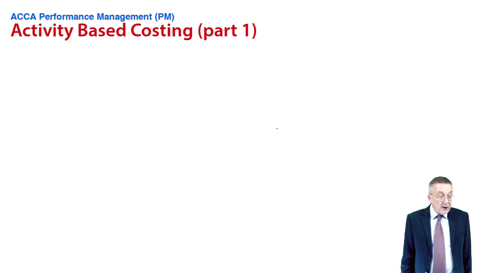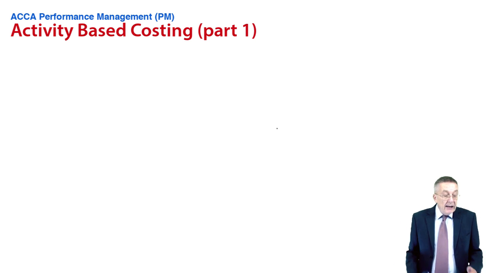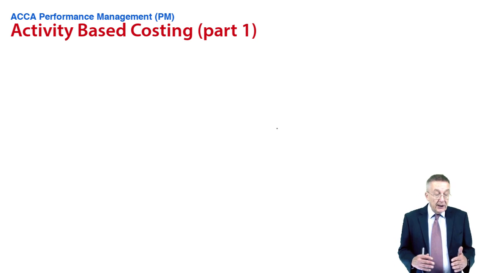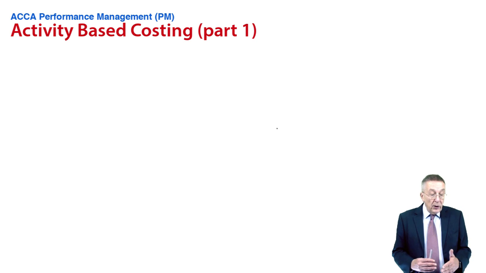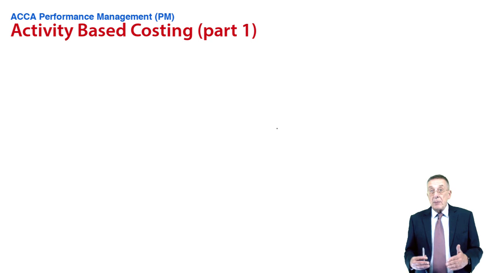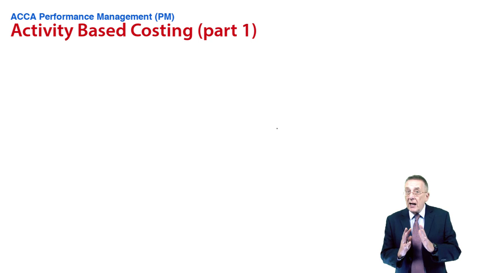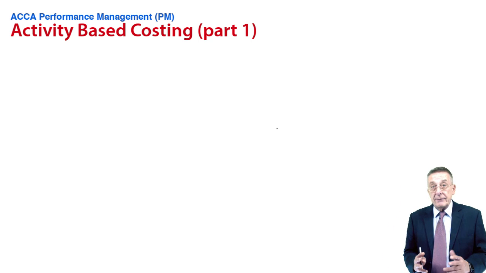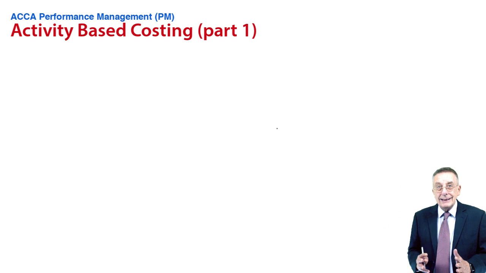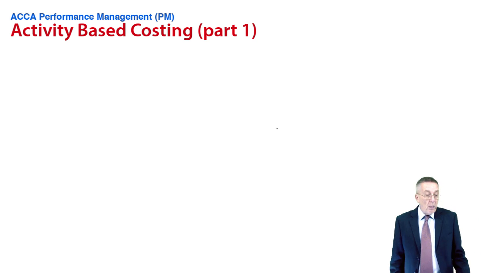However, what does the question ask? Part A says calculate the cost and hence profit per unit, absorbing all the overheads on the basis of labour hours. Now let me explain what it is we're trying to do. And this part A, in fact, isn't activity-based costing at all. We'll come on to that in part B.